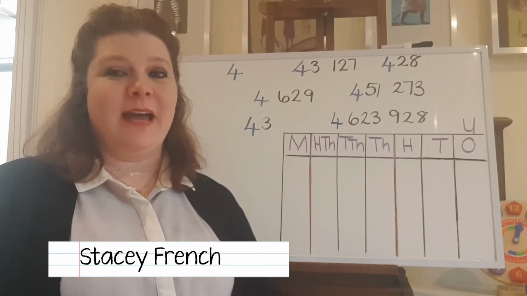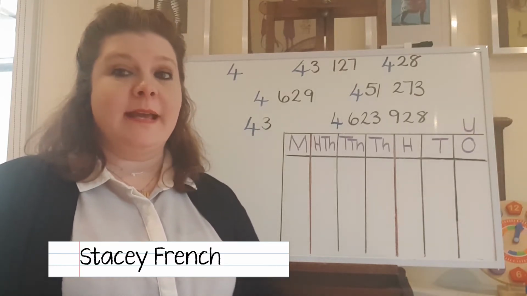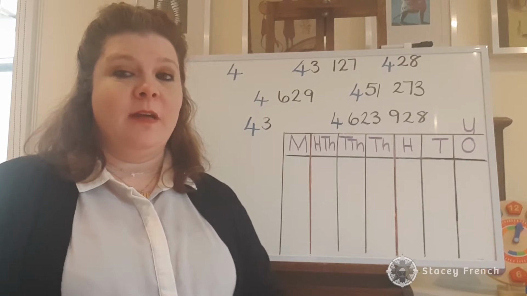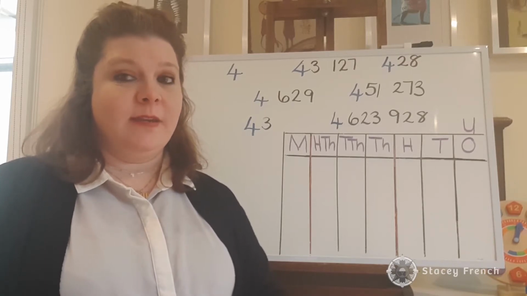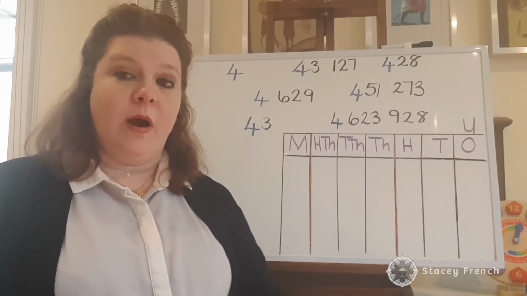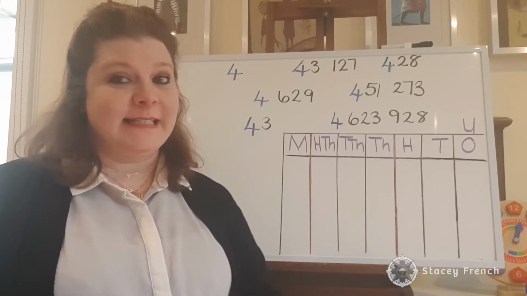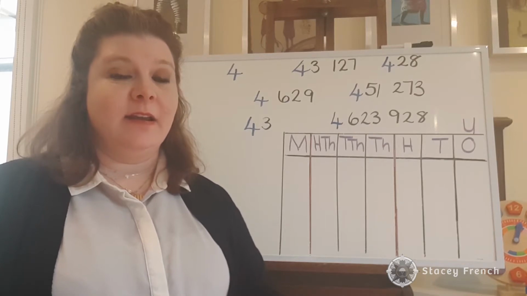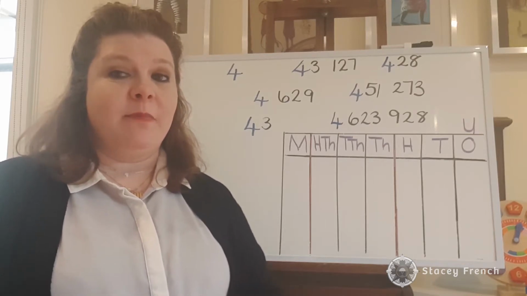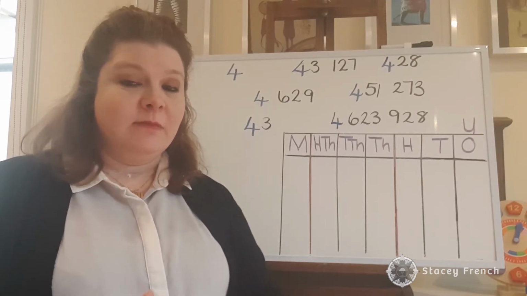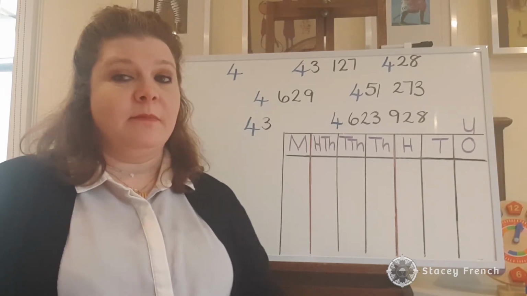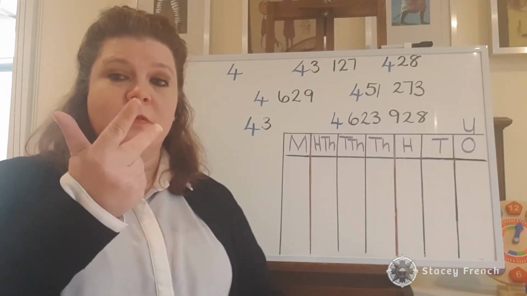Today we're going to have a look at place value. Place value is the value that a digit has within a number. 0, 1, 2, 3, 4, 5, 6, 7, 8, and 9 are digits. The number 4 as a digit can just be a number. 1, 2, 3, 4.